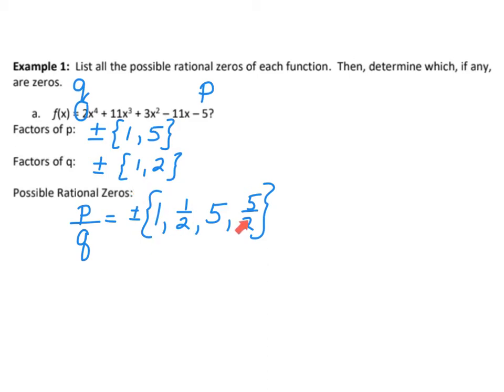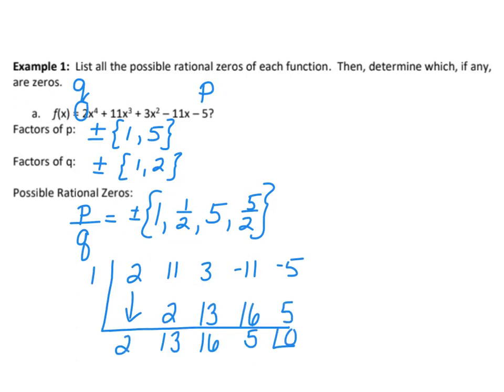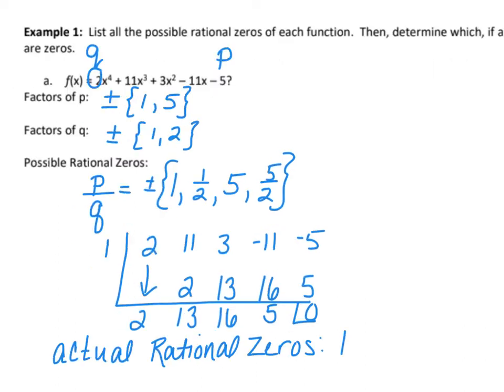Now, truth be told, you could use technology for a shortcut and see if by looking at the graph you can identify one of the values as a starting point. But I'm just going to begin by testing +1. If that doesn't work, I'll quickly crank out one for -1 and go from there. So 2, 11, 3, -11, and -5. I'm going to quickly do the synthetic. So we got lucky. I can see that 1 works for this function.